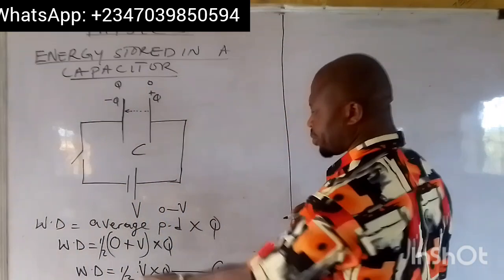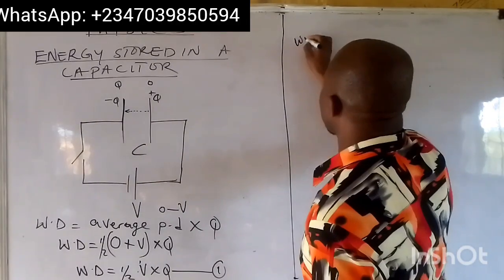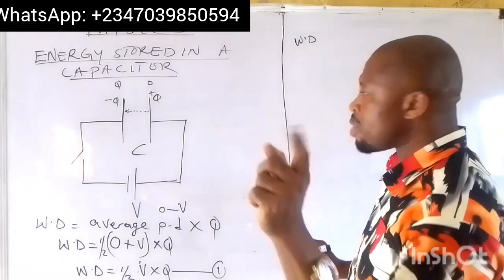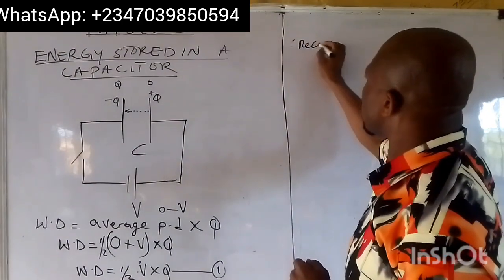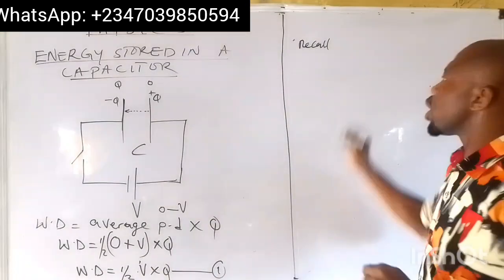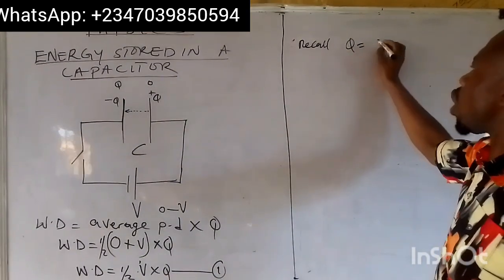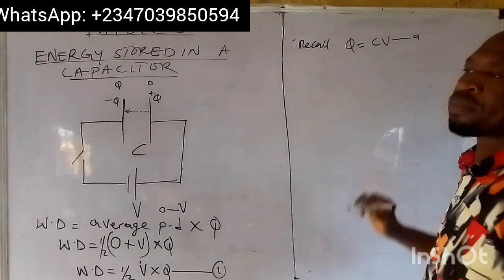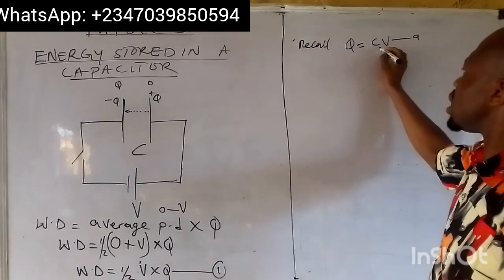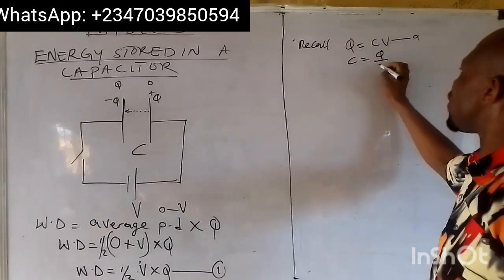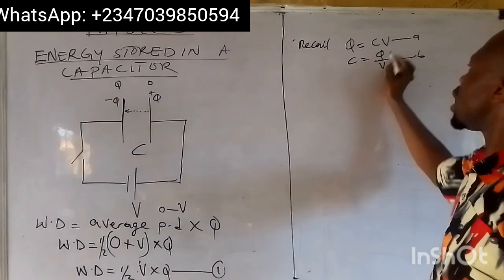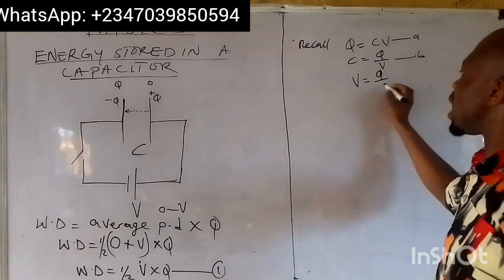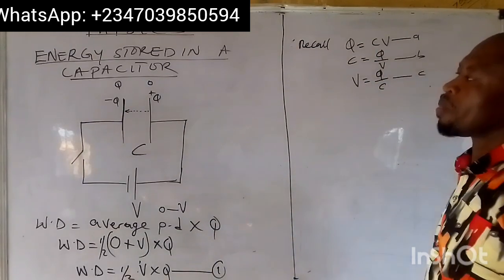Now we have work done is equal to that. But before we proceed, recall that charge is equal to CV. That is the first one. We can call this one equation A. If you make C the subject, C will give us Q over V. We can say this is B. If you make V the subject, V will give us what? Q all over C. We can call it C.